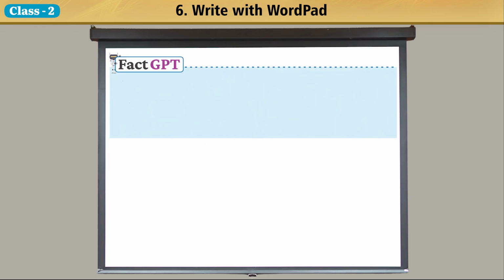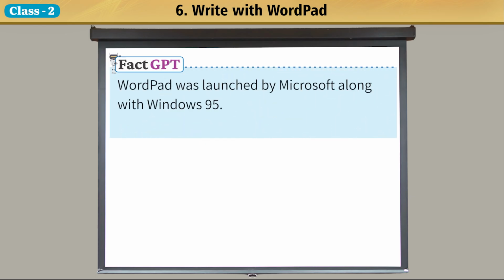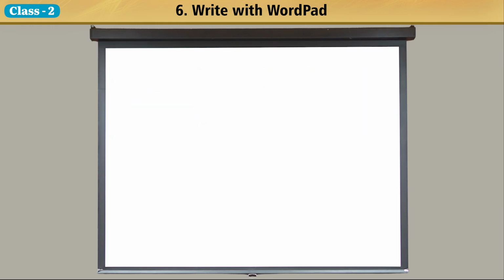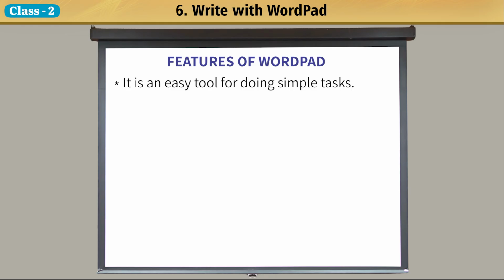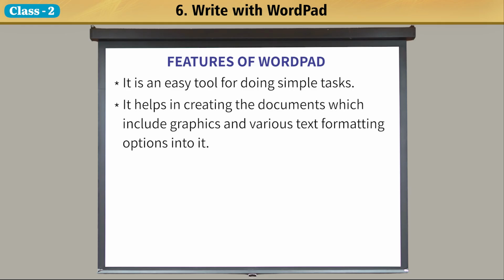FactGPT. WordPad was launched by Microsoft along with Windows 95. Features of WordPad. It is an easy tool for doing simple tasks. It helps in creating documents which include graphics and various text formatting options.